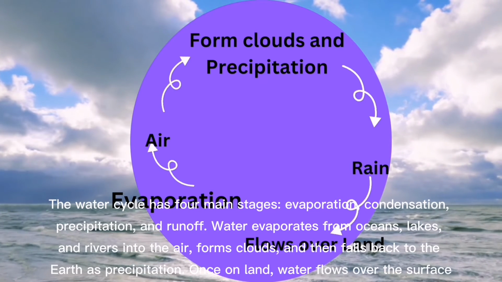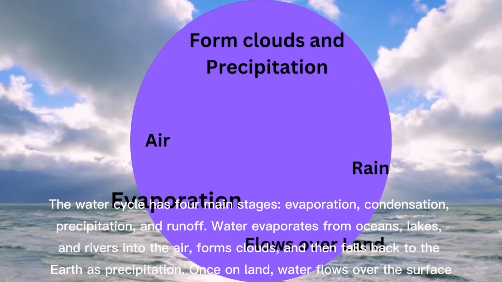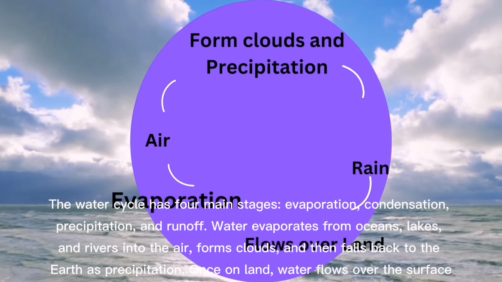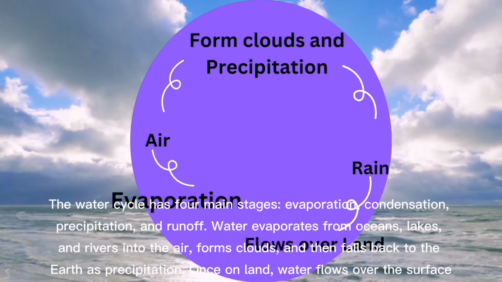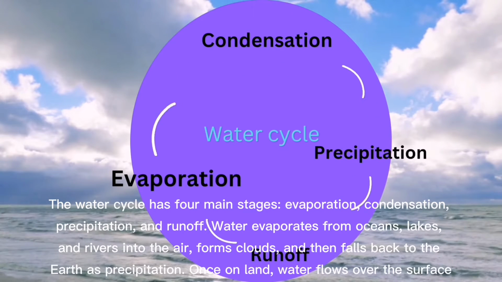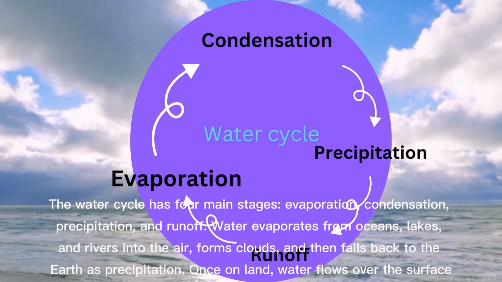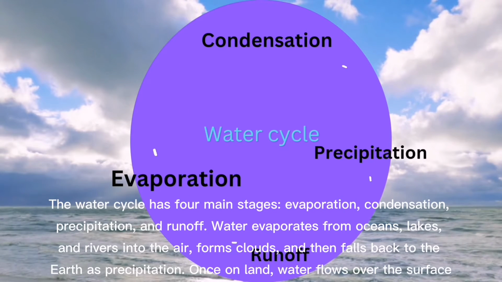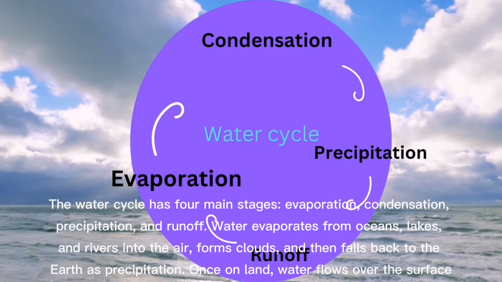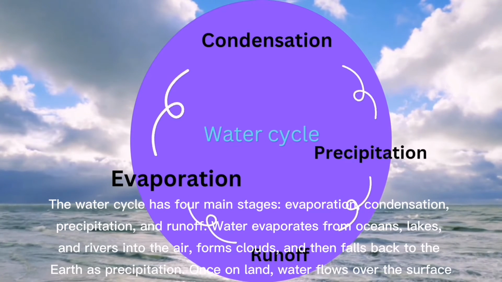The water cycle has four main stages: evaporation, condensation, precipitation, and runoff. Water evaporates from oceans, lakes, and rivers into the air, forms clouds, and then falls back to the Earth as precipitation. Once on land, water flows over the surface as runoff or seeps into the ground as infiltration.